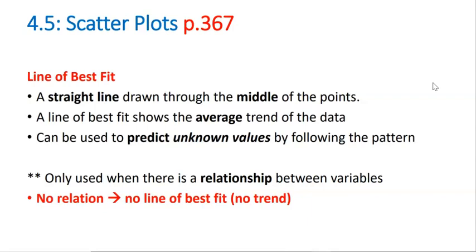And a line of best fit is a way for us to predict unknown values because there is a pattern we can follow. We can only use a line of best fit when there is a clear relationship between your x and your y. If there is no relationship, like our scatter plot for our jersey number and gold, then we can't draw a line of best fit. There's no trend we can look at.